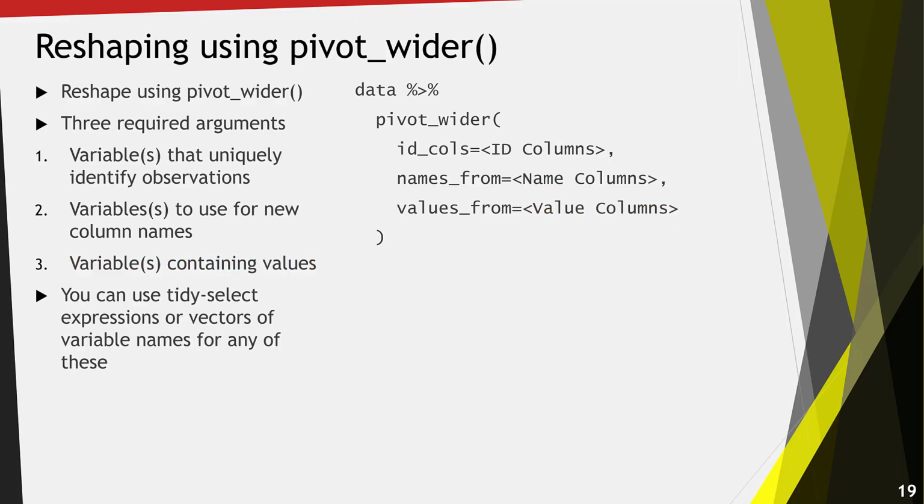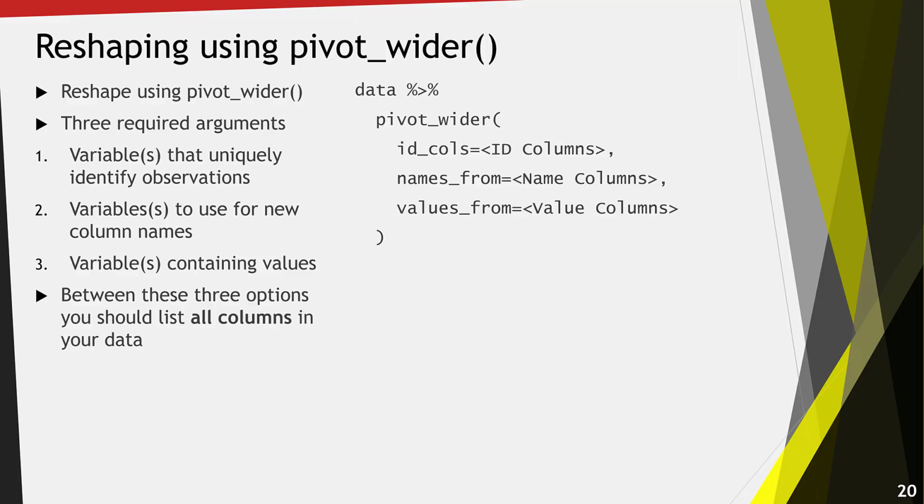Like the majority of verbs in dplyr, you can use tidy select expressions, things like starts with, ends with, or contains, or vectors of variable names for any of these arguments. Remember that between these 3 options, you should list all of the columns in your original data. In other words, every column in your original data table will either be an ID column, a names from column, or a values from column.